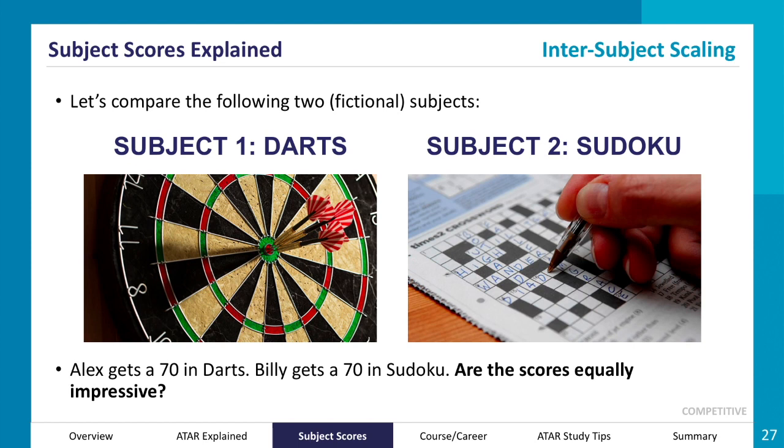And my question to you to contemplate for the next few seconds is, is that achievement equally impressive? Is Alex's 70 in darts the same or equivalent to Billy's 70 in Sudoku? Well, based on the information we have at the moment, which is very limited, we're kind of forced into saying, well, yeah, they seem equally impressive, right? The number is the same, both got 70. That's essentially all we know.